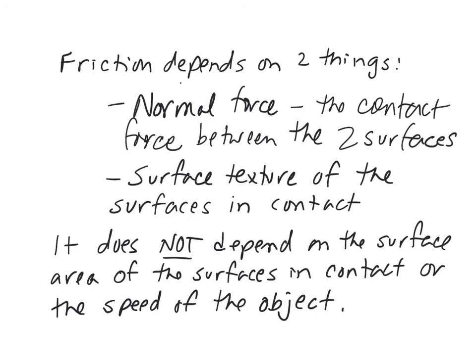Friction depends on two things. It depends on the normal force, as we discovered in our lab, and it depends on the surface texture between the two surfaces in contact. Those are the only two things that friction depends on. It does not depend on the surface area, and it does not depend on the speed of the object. So no matter how big or how small the surface areas are in contact, the normal force and the surface texture are the only things you need to know to figure out what the friction force is.